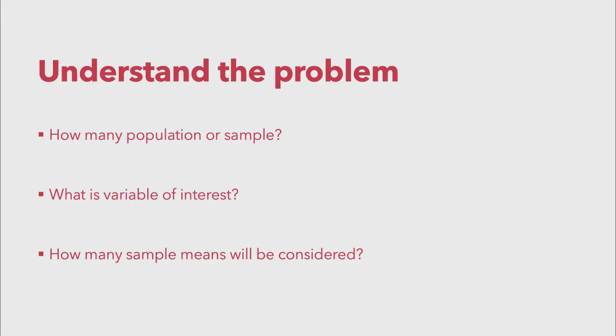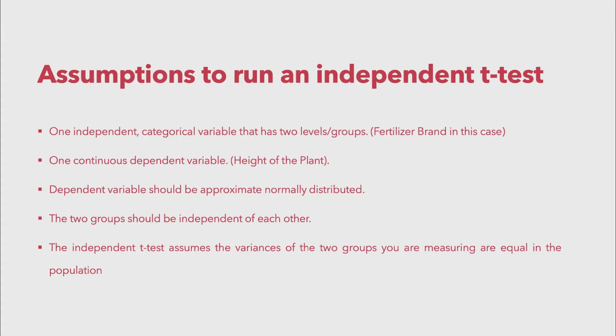Now, having clarity about this, we need to check a few of the assumptions before we can go with the application of the independent sample t-test. First, there needs to be one independent categorical variable having two levels or groups. In our case, this independent variable is the fertilizer brand. There are two types of fertilizer brands in this case, so we have met this assumption.